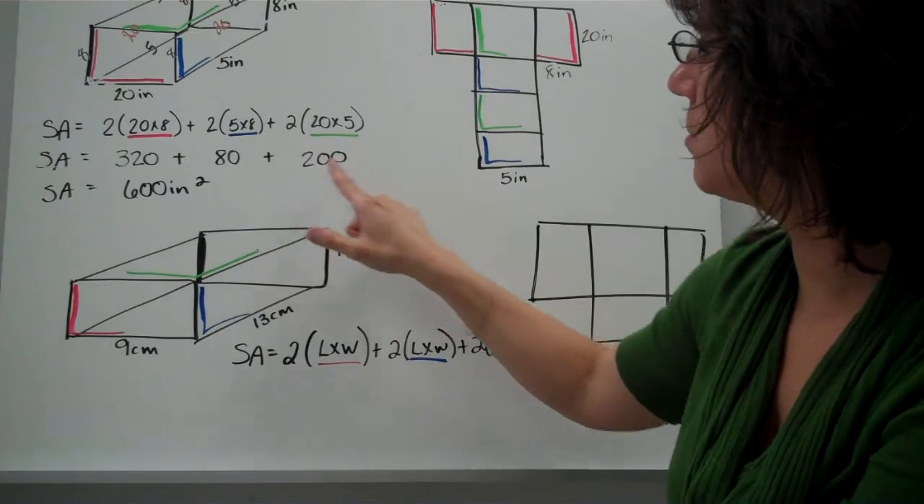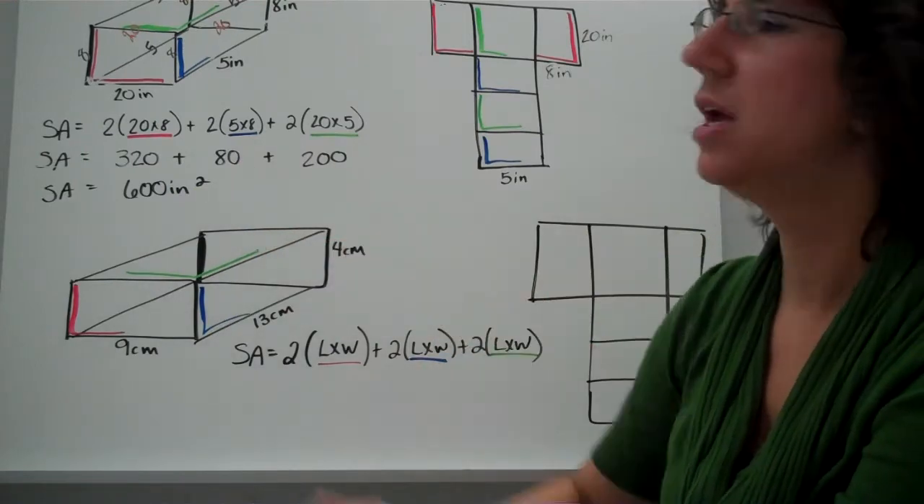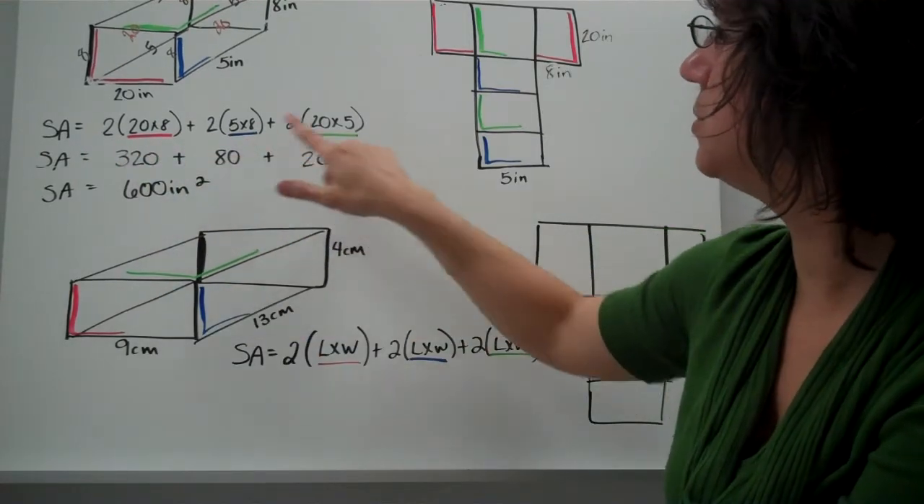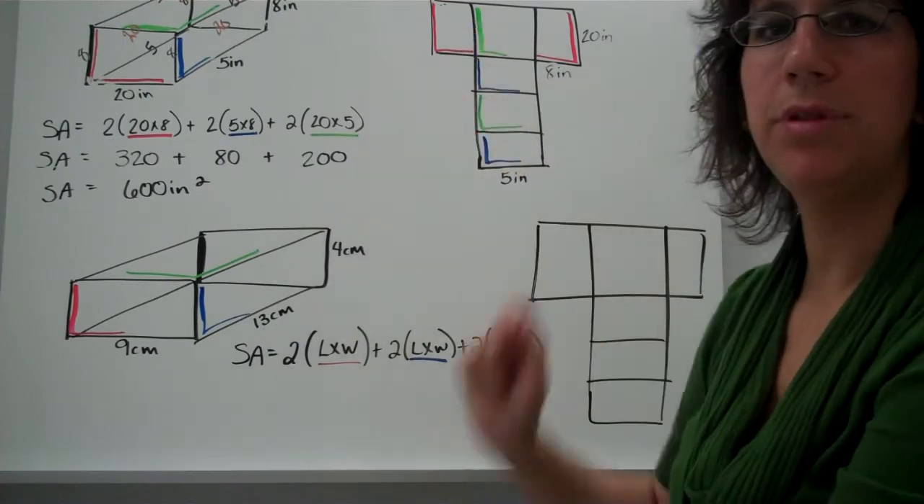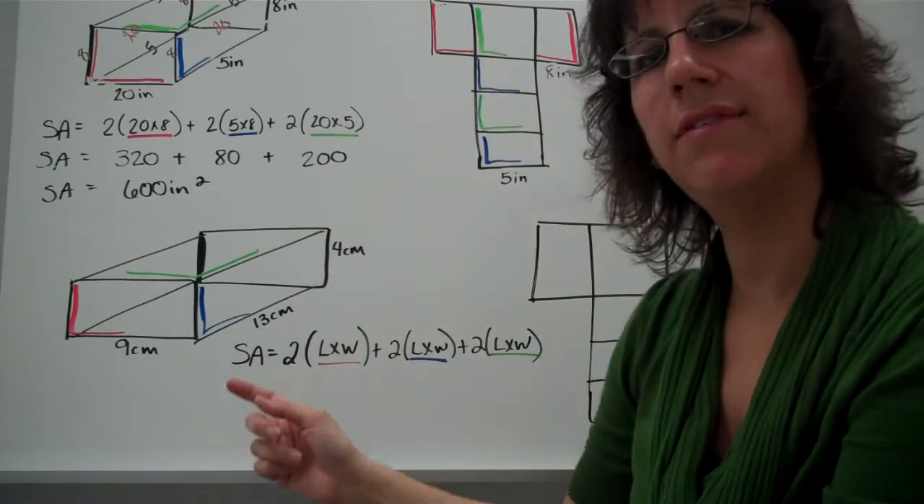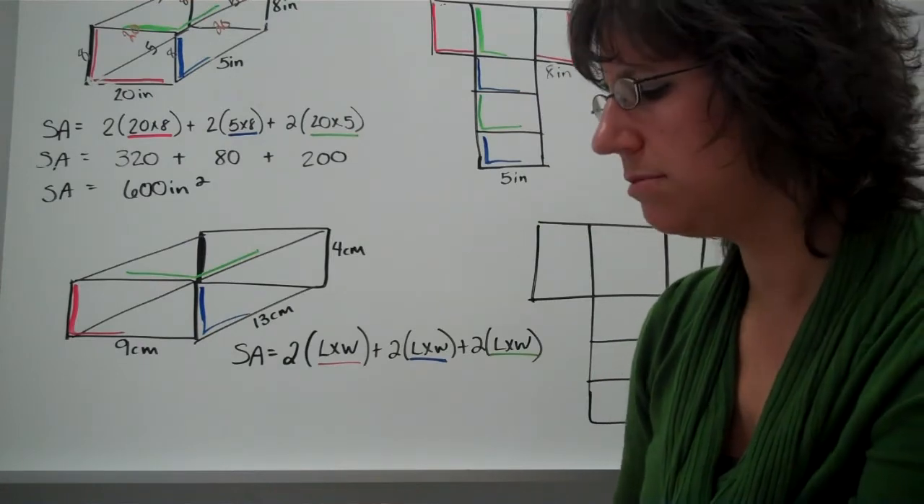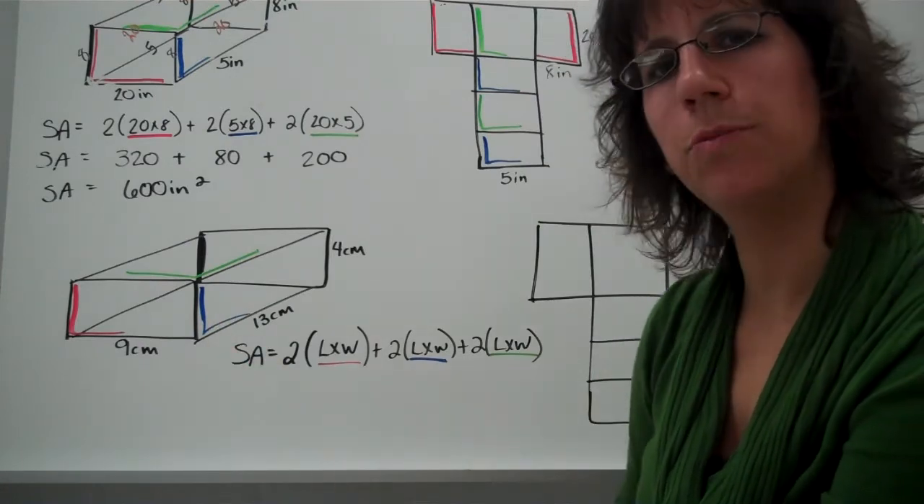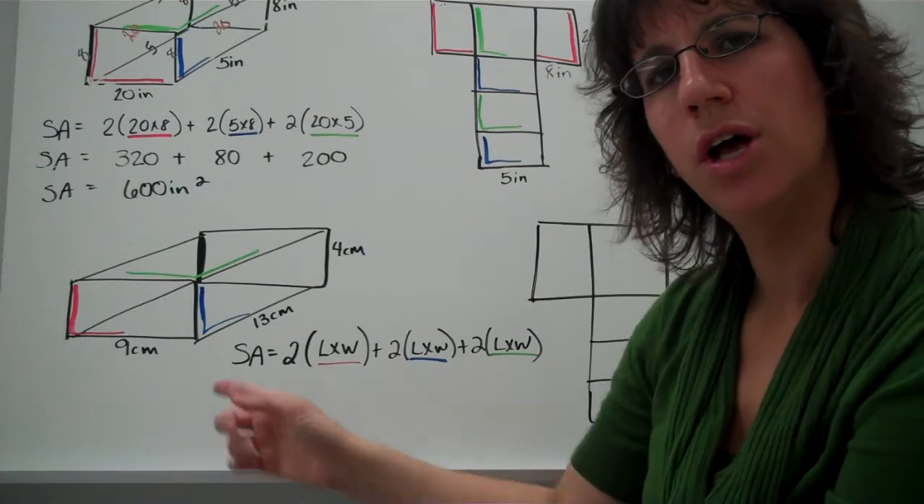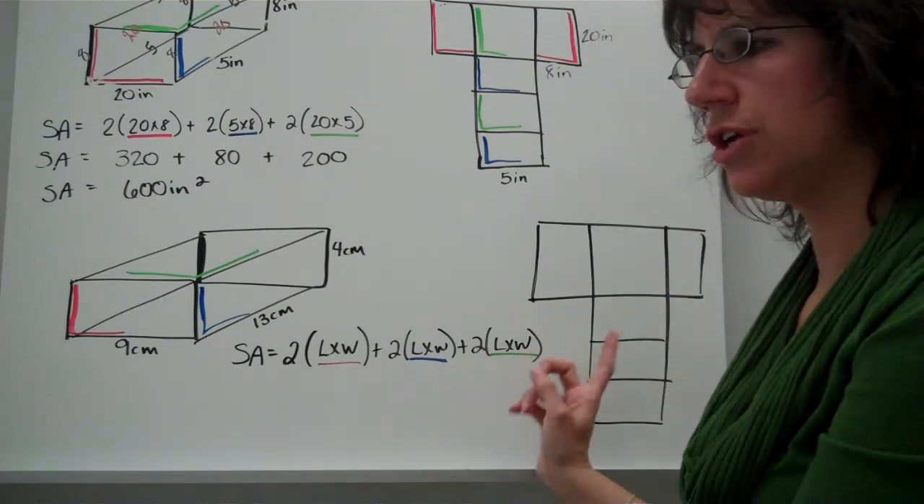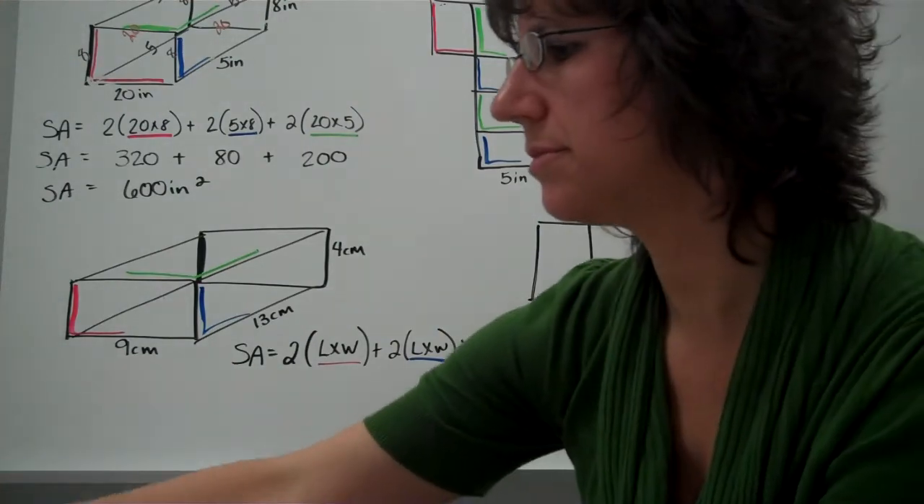So here I've worked out my problem, plugging in all the information. I've got two reds, I've got two blues, and I've got two greens. And I've plugged in the information. Go ahead and give it a try. We'll be doing lots of practice problems in class, but see how you can handle this rectangular prism right here. Go ahead and pause the video, draw that shape, and see if you can draw the net to match.